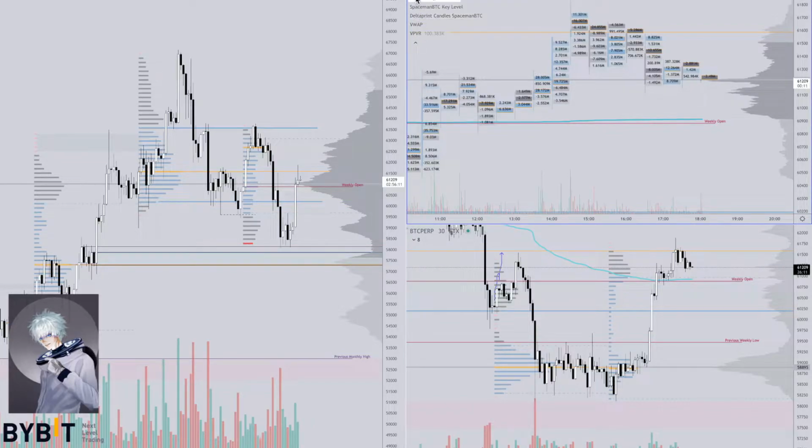And I can show you what settings I actually have on here. The overall indicators I have are just volume, the Spaceman BTC key levels, DeltaPrint candles, and then VWAP and VPVR, which is this profile on the right-hand side.